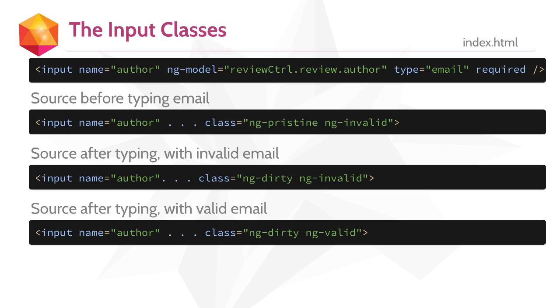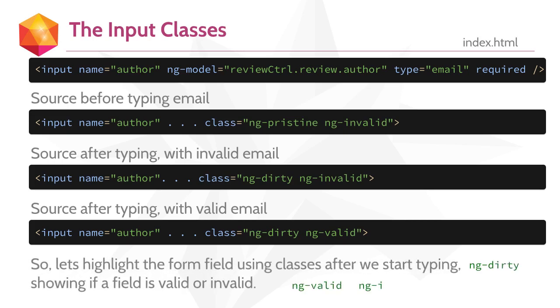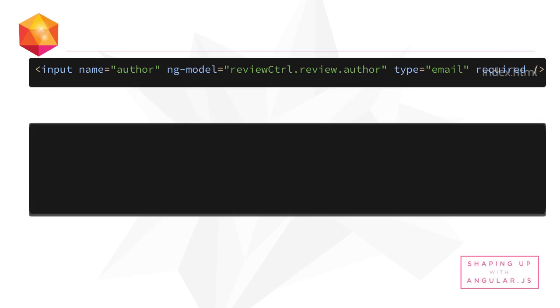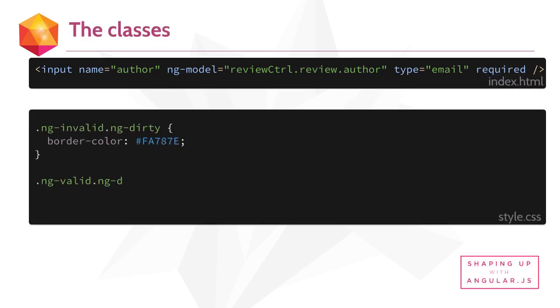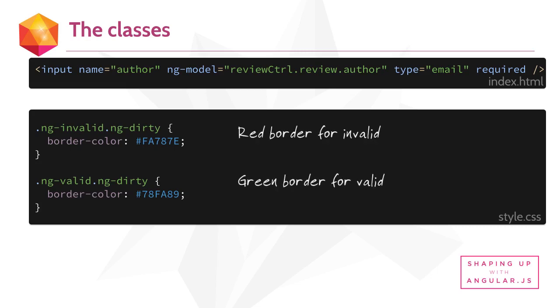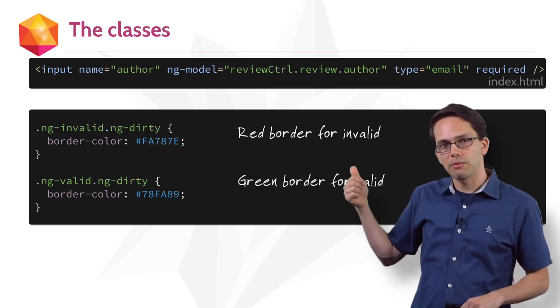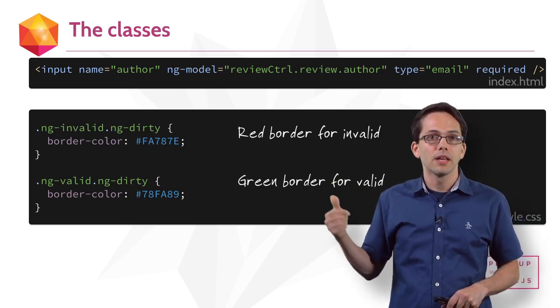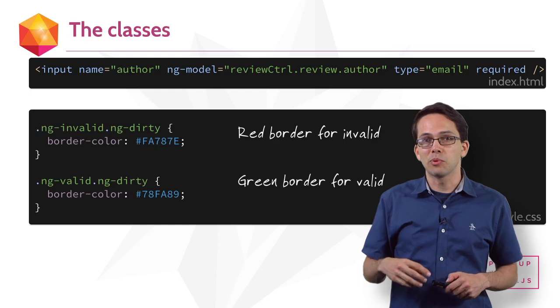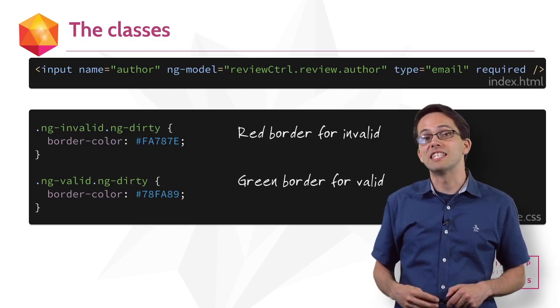So, with this in mind, let's highlight these form fields using classes after we start typing to see if a field is valid or invalid. So let's jump in and write some CSS. We can check to see if it's invalid and dirty, then we'll use one border color, this is red, and if it's valid and dirty, we'll change it to green. You might be wondering why we use ng-dirty at all. That's because we don't want these borders to show up until they've started typing.